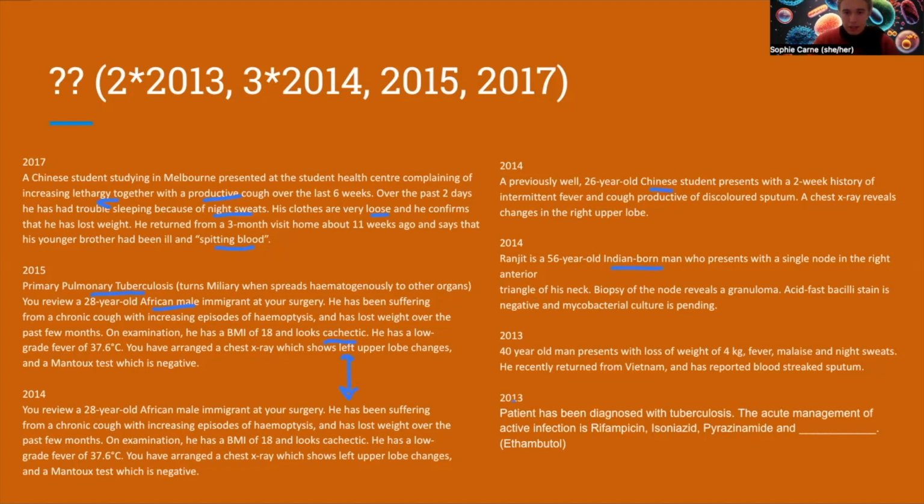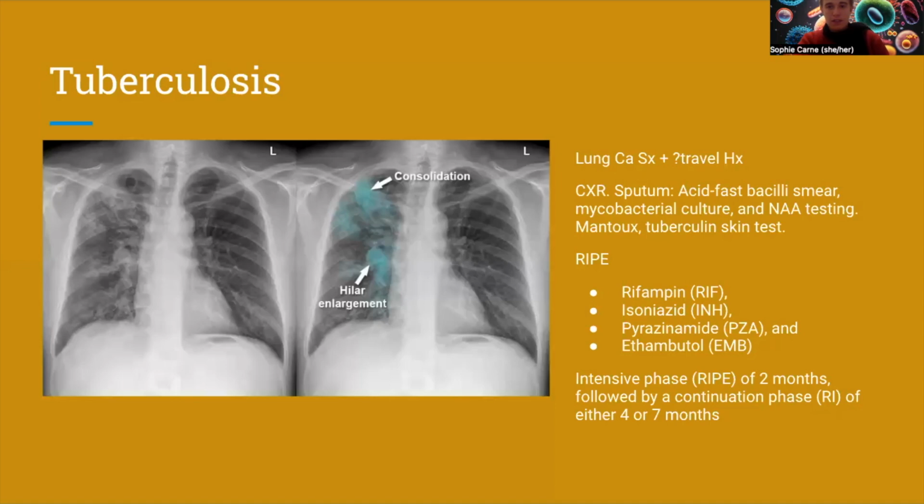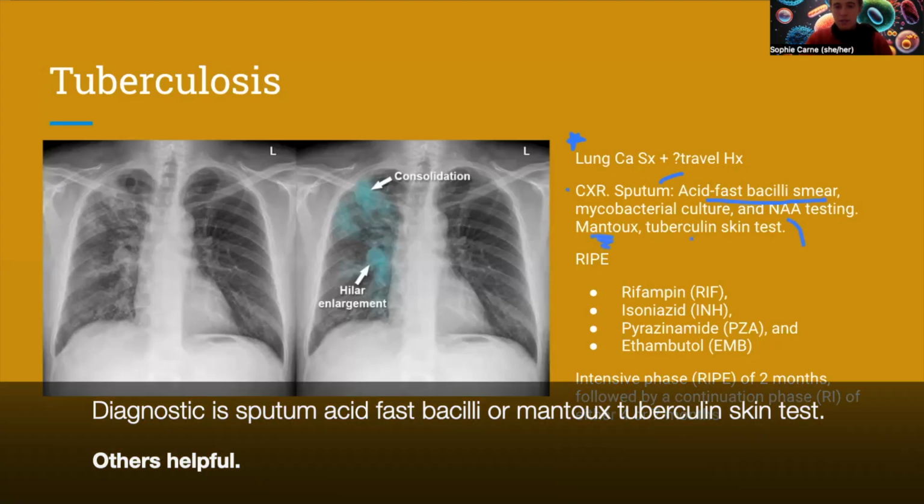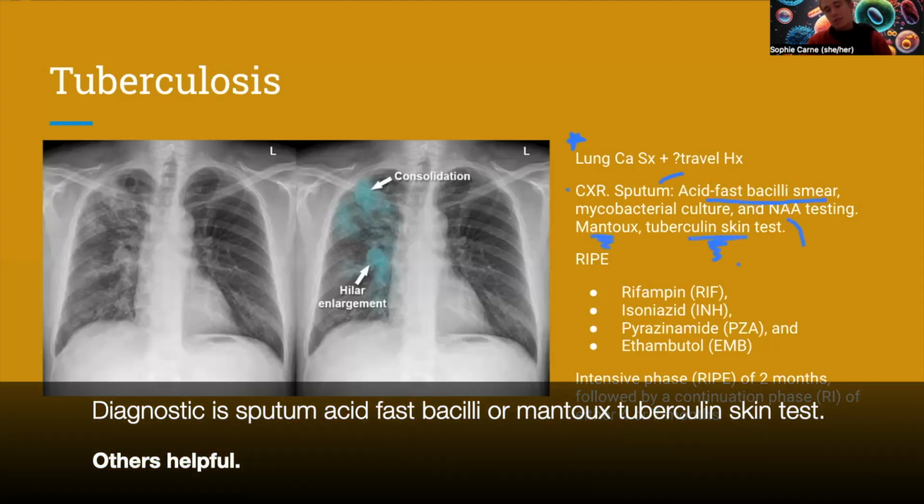And sometimes they'll ask you about the management. So this is tuberculosis. Essentially, they'll give you a stem which looks like lung cancer with some sort of travel history. You should do a chest x-ray. You should also do a sputum sample and look for acid-fast bacilli via a smear. You can do a mycobacterial culture, and you can do nucleic acid amplification testing. You can also do the Mantoux test and the tuberculin skin test for diagnosis.